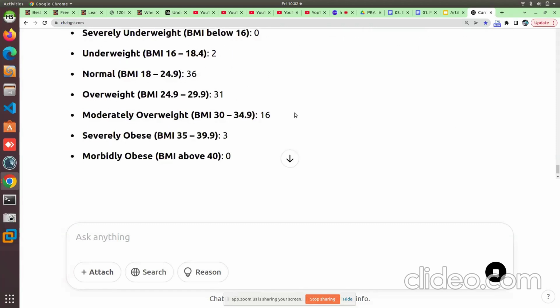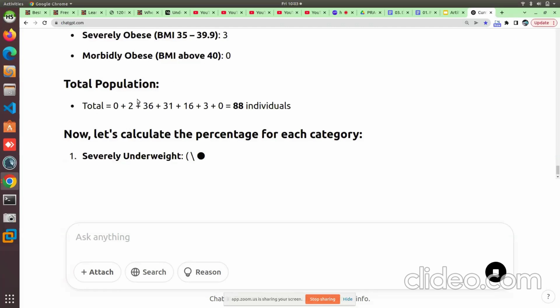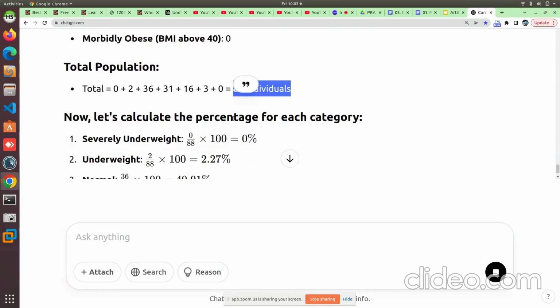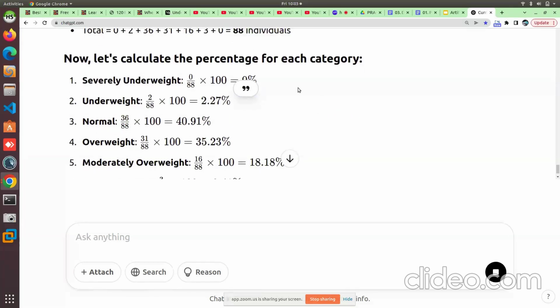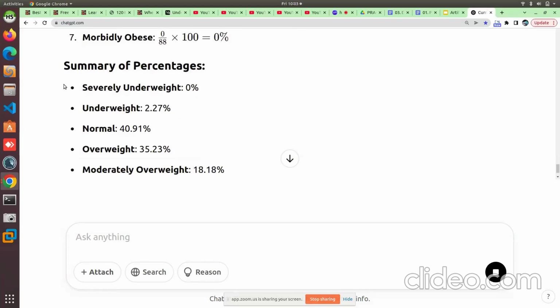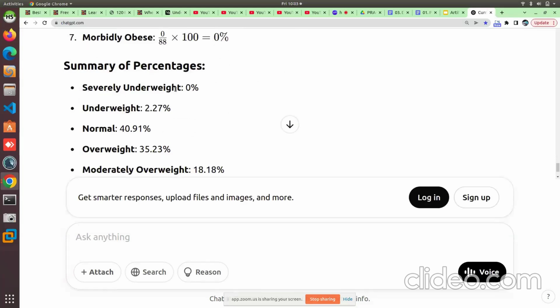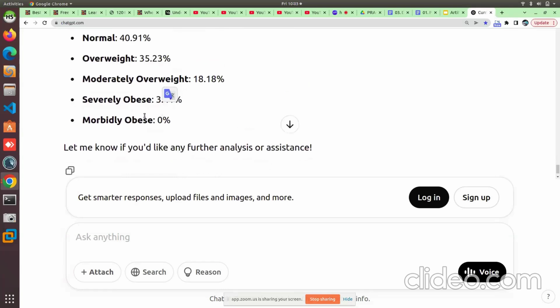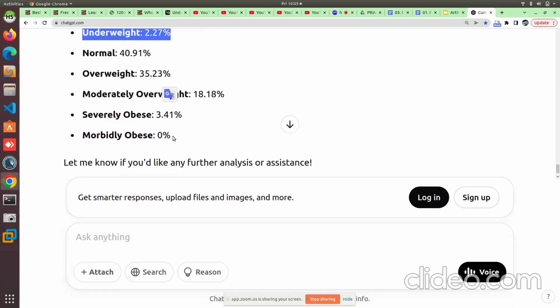It's taking the data I've given it. It's found the total number of patients to be 88 individuals. Then it's calculating the percentages for me. So then it gives me the summary. The summary says severely overweight, there's nobody who is severely overweight. Severely underweight, there's nobody, 0%. Underweight is 2 point this. Normal is this. So now with this information, I can go and just draw my graph.